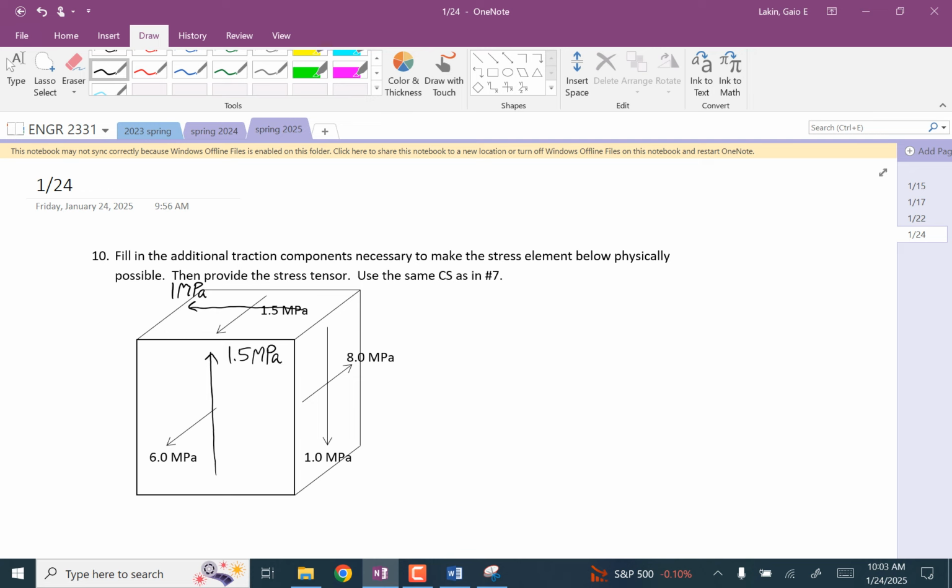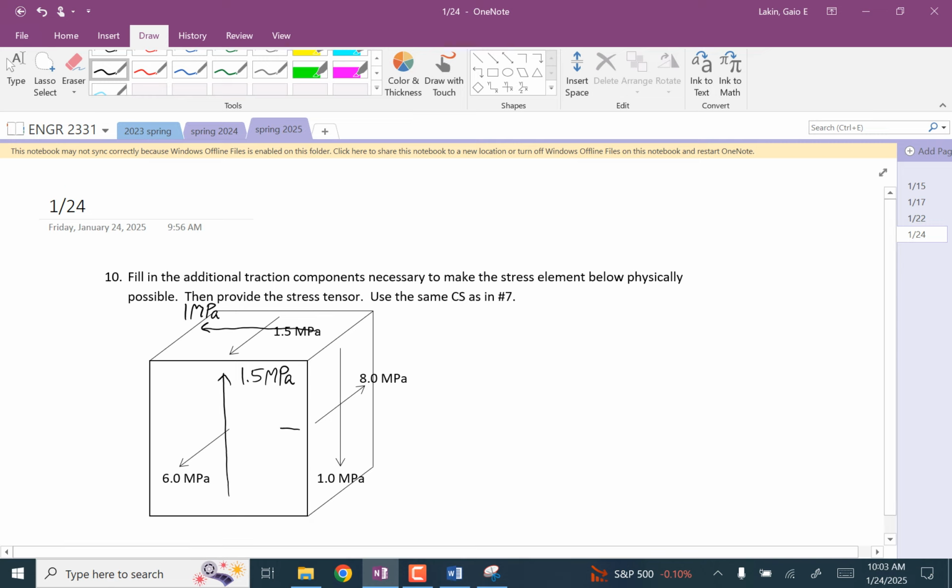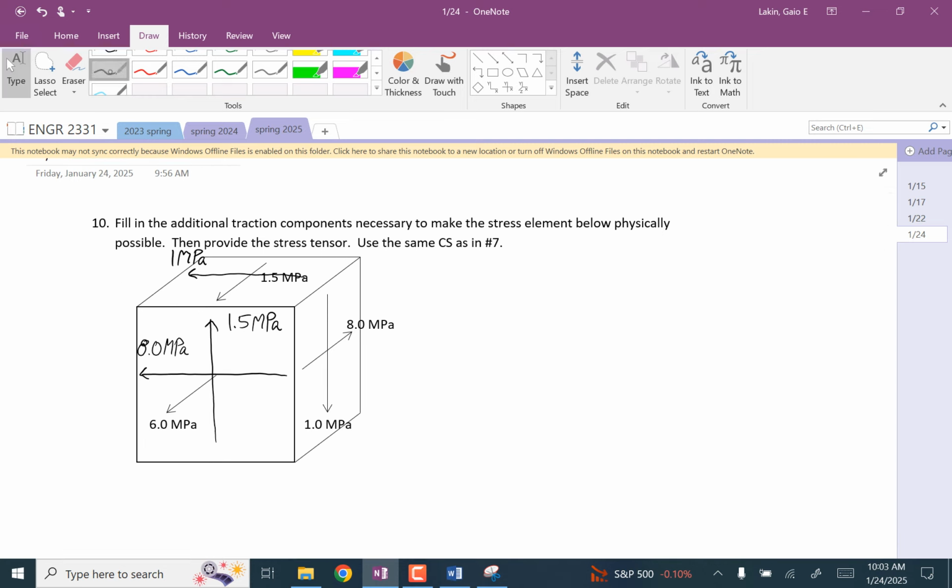And because there's this 1.5 going forward, there has to be a 1.5 this way. And we only know about shear stresses, so we can't say anything from that normal stress. And so this is it. Those are the only two shear stresses we had. What about that? Oh, you're right. I missed one. So that has to be this way.